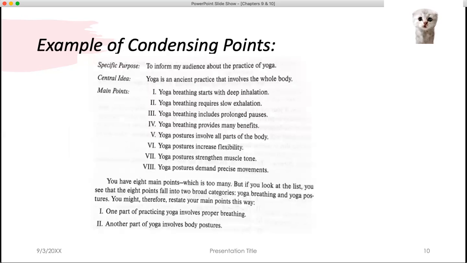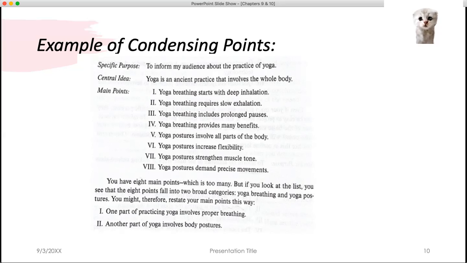This specific purpose is to inform the audience about the practice of yoga. The central idea is yoga is an ancient practice that involves the whole body. So you'll notice here we have 8 main points, which is way too many. You have yoga breathing starts with, yoga breathing requires, yoga breathing includes, yoga breathing provides, yoga postures involve, yoga postures increase, yoga postures strengthen, and yoga postures demand.